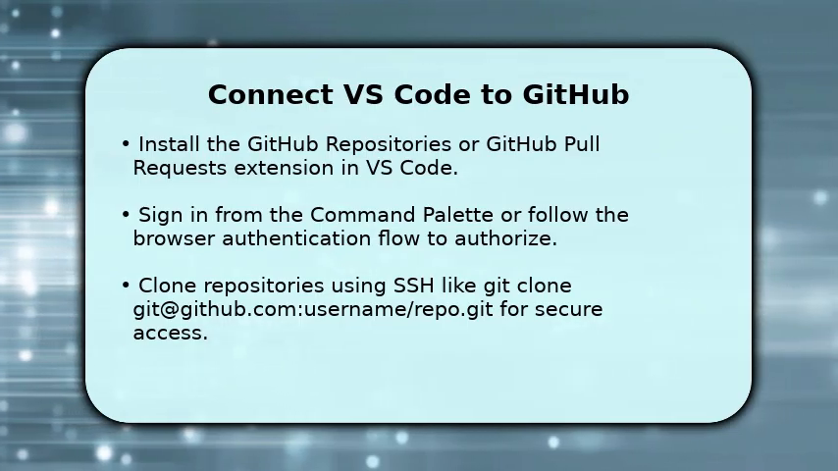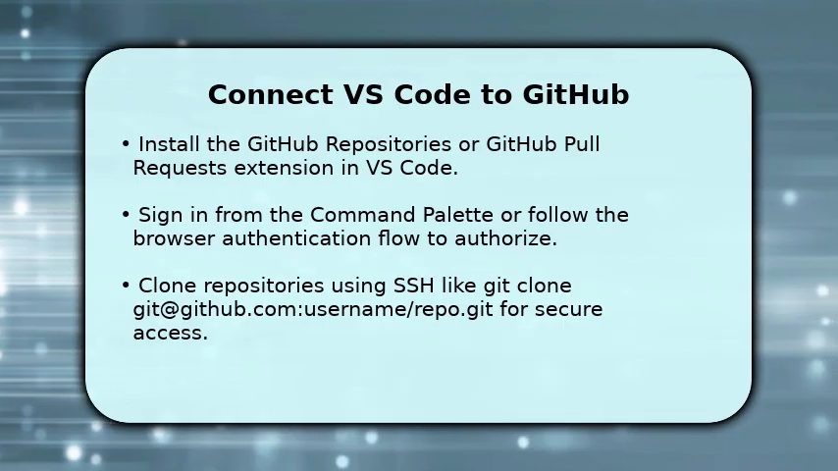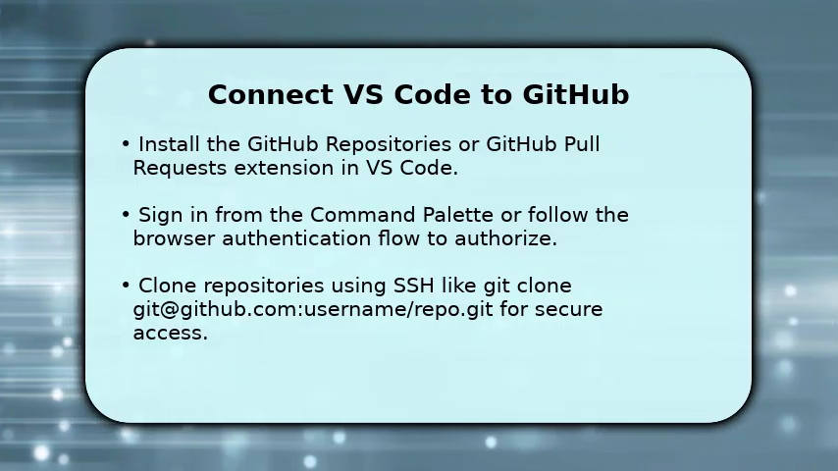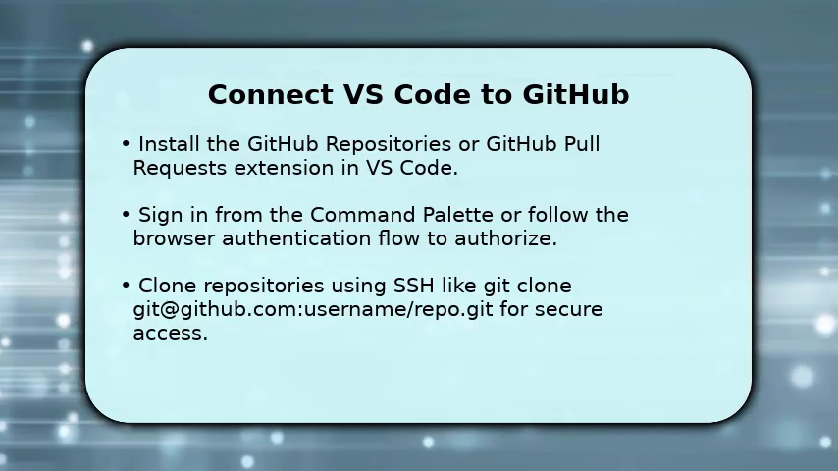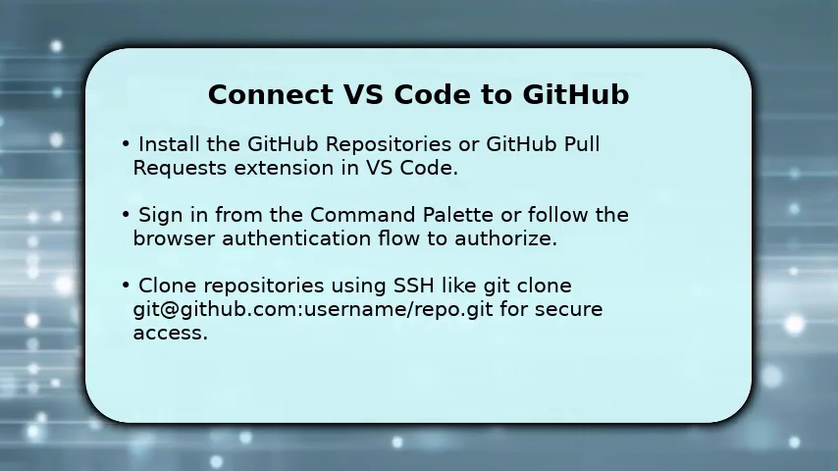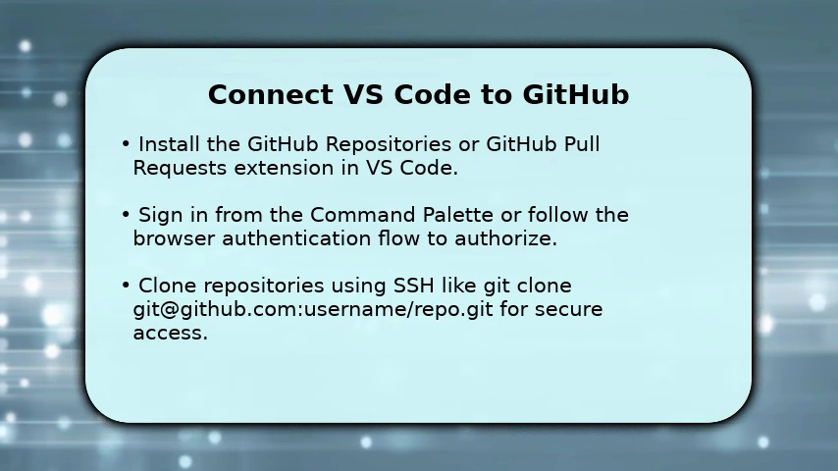After authorizing, open the source control view and select Clone Repository. Use the SSH clone URL, for example git clone git@github.com:username/repo.git, to avoid repeated credential prompts.